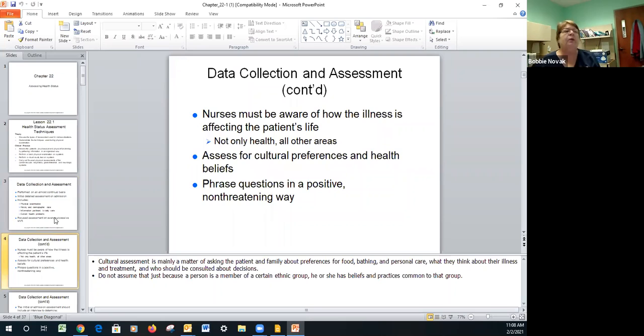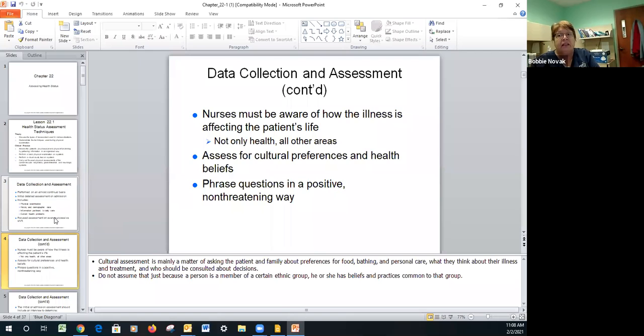So you have to be aware how the illness is affecting the patient's life. And remember, we nurse holistically. So we're not just worried about the hip. We're worried about how that hip is affecting every other part of their life. Okay. And so we need to assess for cultural preferences and health beliefs also.